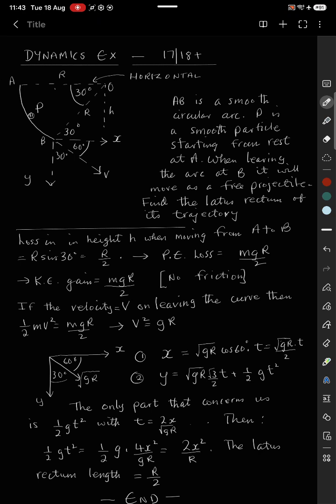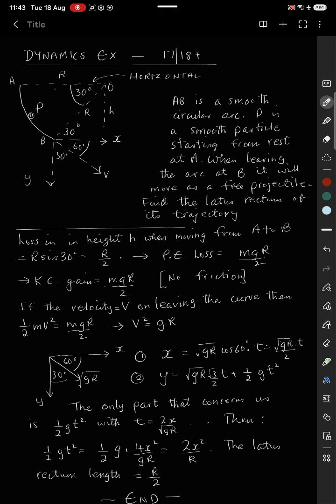smooth curve AB. Okay, so first of all, starting from rest, the loss in height when moving from A to B is r sin θ, which is r over 2. And so the potential energy loss is mgr over 2, if we assume that the mass of the particle is m. Now the KE gain will then be mgr over 2, assuming there's no friction.